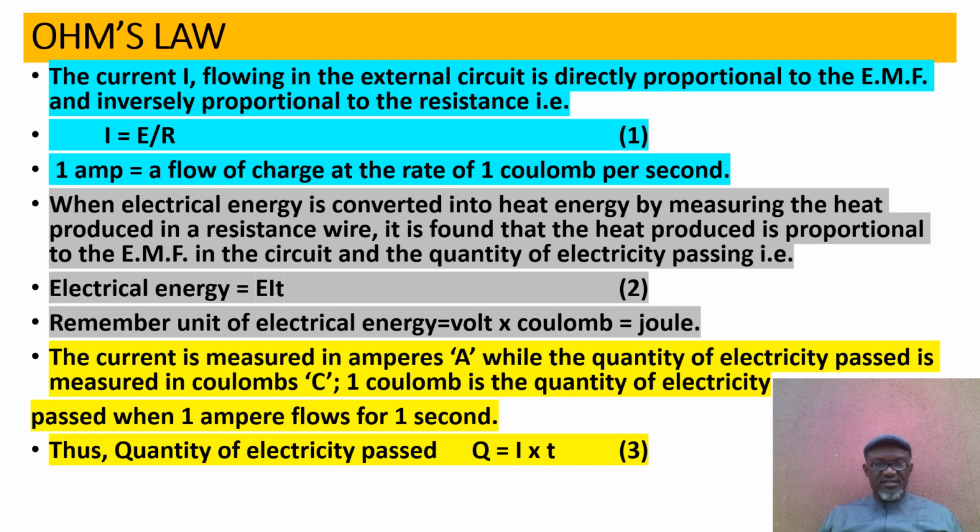So which means the current is measured in amperes, while the quantity of electricity passed is measured in coulombs, C. So 1 coulomb is the quantity of electricity passed when 1 ampere flows in 1 second. Thus, quantity of electricity Q is current times time, equation 3. We met all this before, that's why I'm moving a little fast.